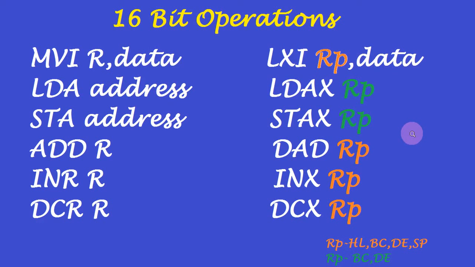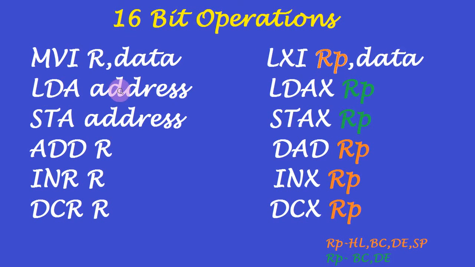Now let us begin with the first command, MVI r, data. We are aware that this will move 8 bits of data into the specified register r. This r can be any of A, B, C, D, E, H, L. And for 16-bit operations, we have the command LXI rp, data. This data will be 16 bits and it can be moved into the register pair rp. What can this register pair be? As shown in orange letters, it can be HL, BC, DE and SP. So this is a command similar to MVI.